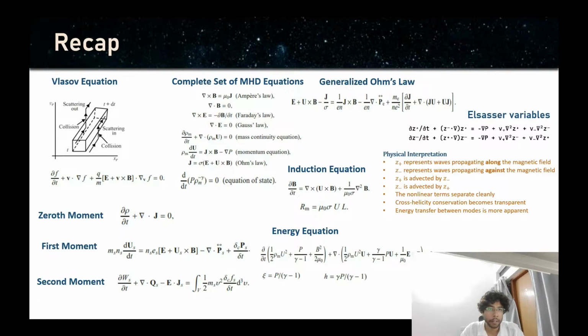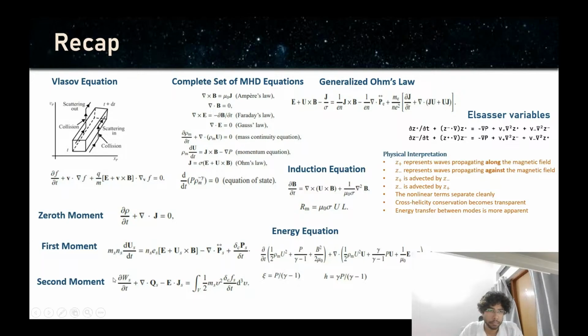Now, we derived these moment equations from the Vlasov equation. I derived the zeroth moment equation, which turns out to be the continuity equation, explicitly in the previous lecture, and I posted notes on how to derive the first and the second moment. Here, J is the current density, which is basically the summation of nev.